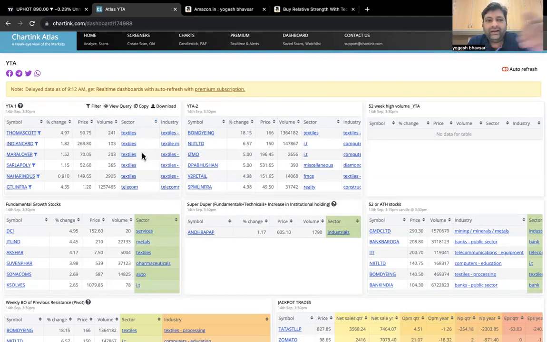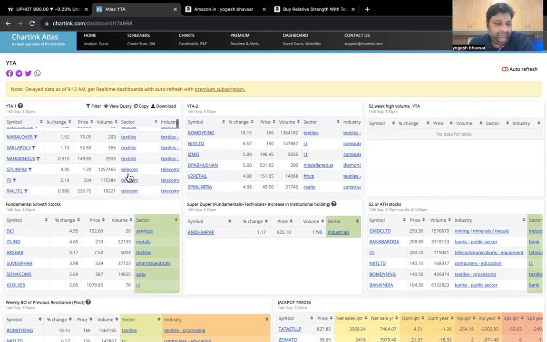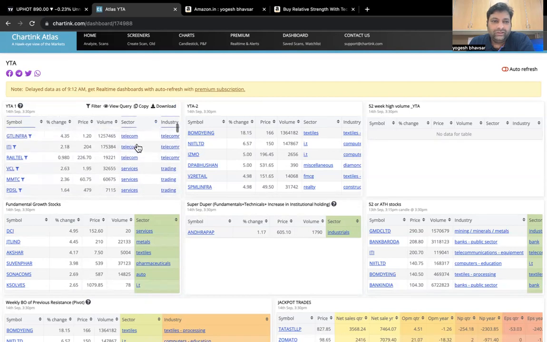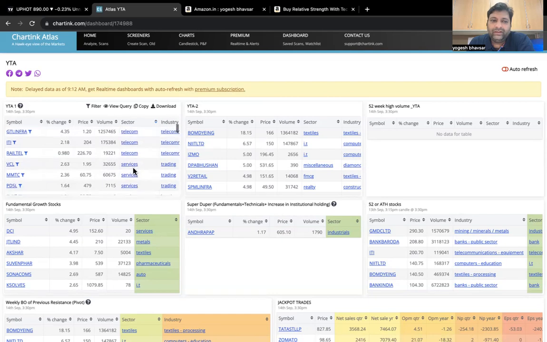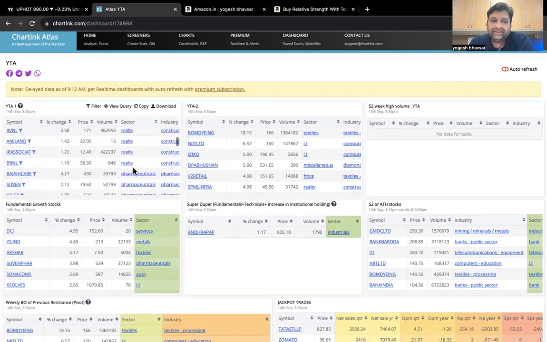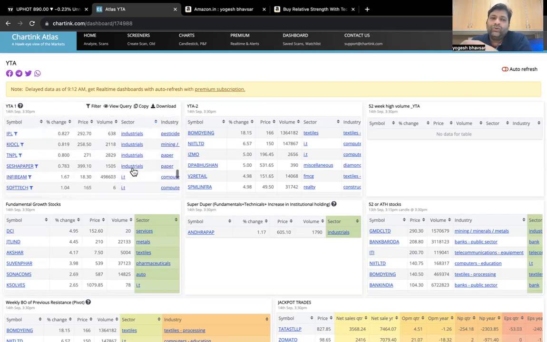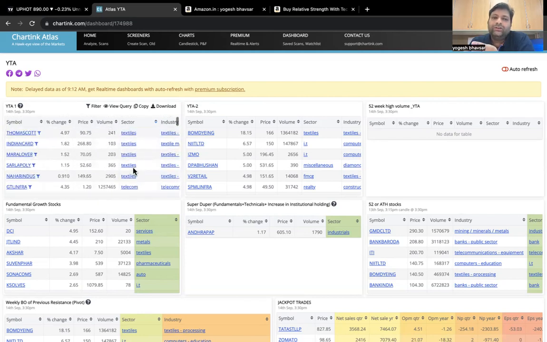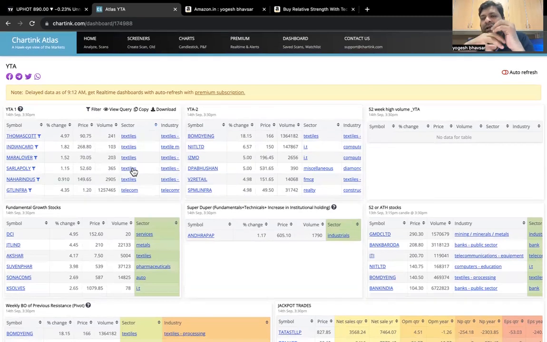So what will happen is that early in the morning, you see a lot of, 1, 2, 3, 4, 5 textile stocks are there. Then on the other side, there are 1, 2, 3 telecommunication sector stocks. Then the service sector, then the realty sector, then the pharmaceuticals and miscellaneous, then industrial. This is the IT sector, and this is FMCG, finance and auto. Now this shows you a small framework of how the sectors are performing today.